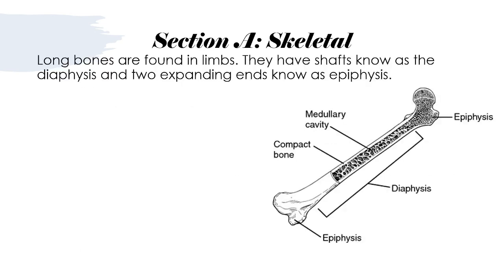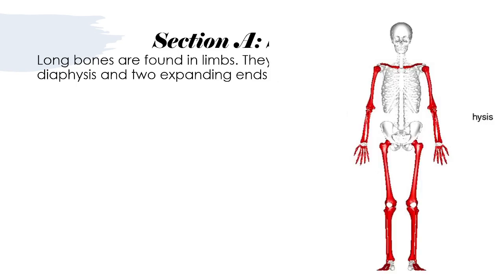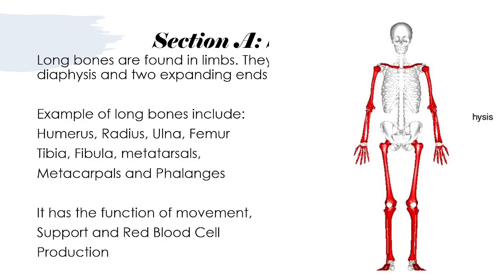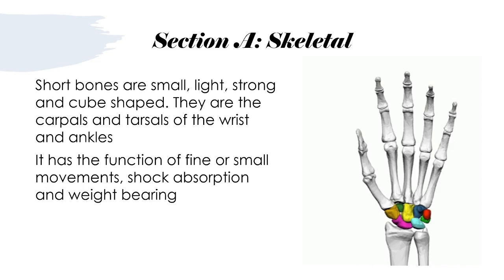So long bones are found in the limbs, and they have a shaft, as you can see in the picture, where you've got the diaphysis, and then you've got the epiphyses on the ends. Examples of long bones are seen in the diagram in red: humerus, radius, ulna, femur, tibia, fibula, metatarsals, metacarpals and phalanges. Their main functions are movement, support and red blood cell production.